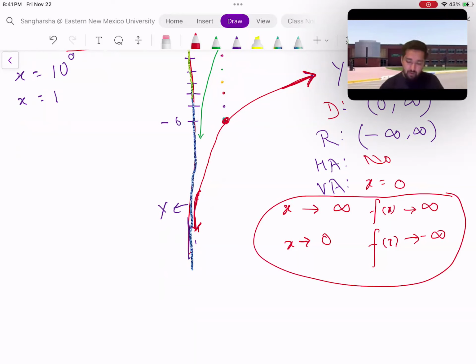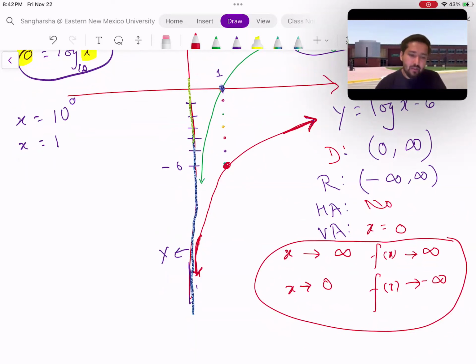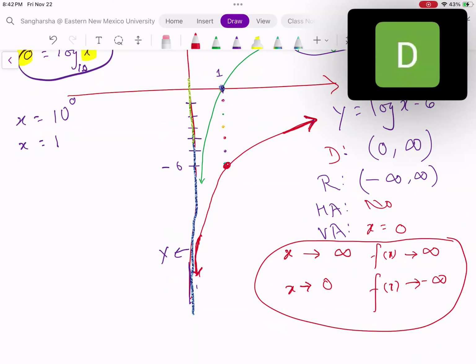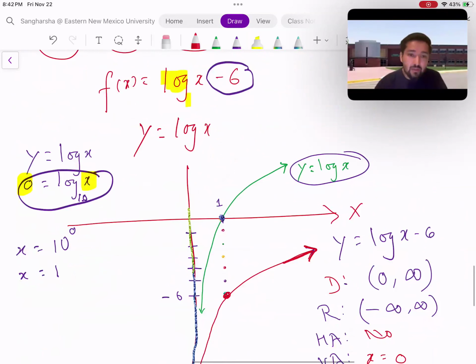So you will have one question where you have to use transformations to graph the function and write the domain, range, horizontal asymptote, vertical asymptote, and the end behavior. Now, you do have two more to practice. Is it okay if I skip? Yeah. Okay, now let's go to the next. We did 54. Now we have 62, 63, 65.